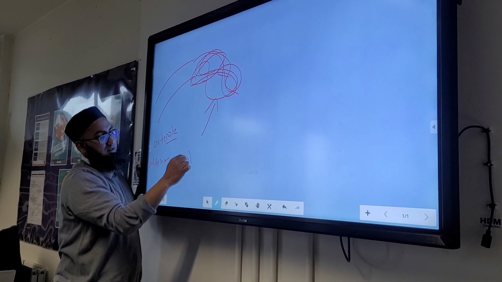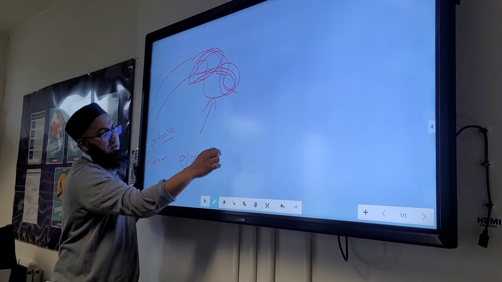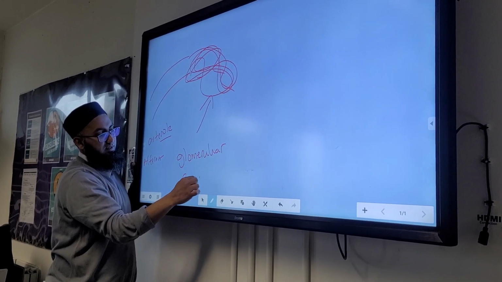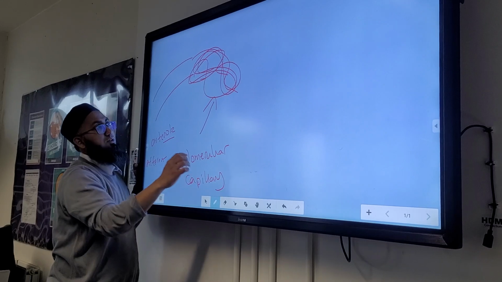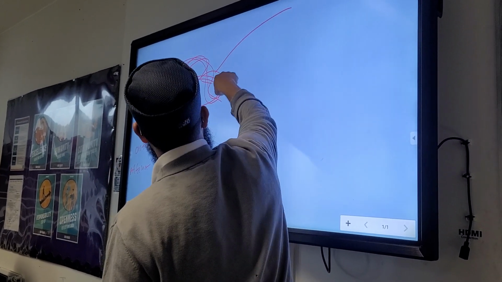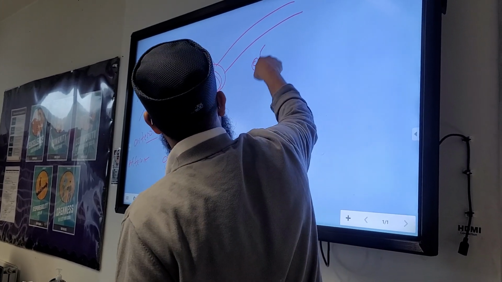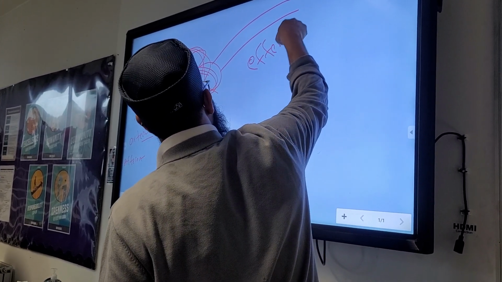We call them the glomerular capillary. And then these capillaries join back and they form another arteriole. And this arteriole is called the efferent arteriole.